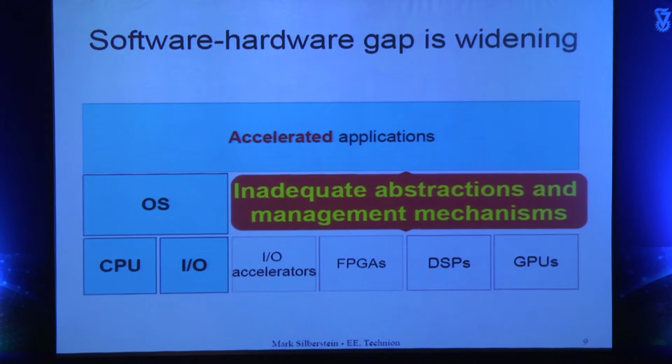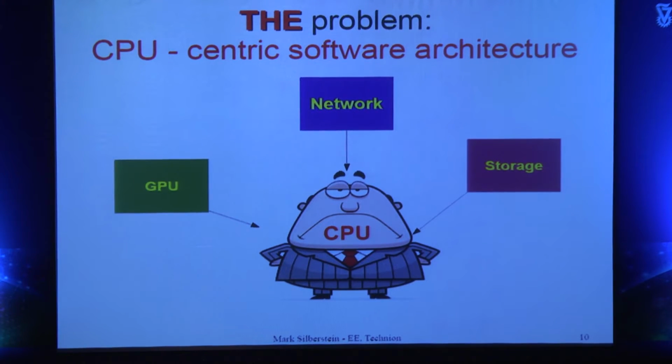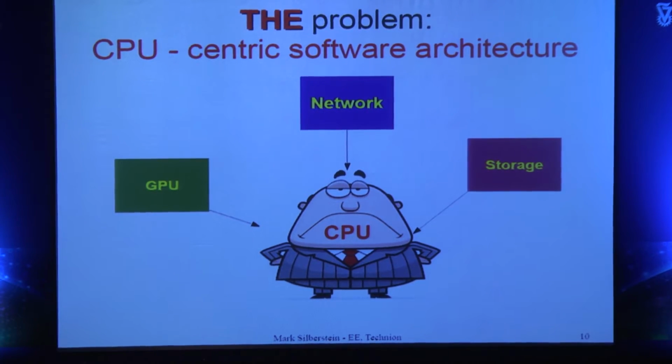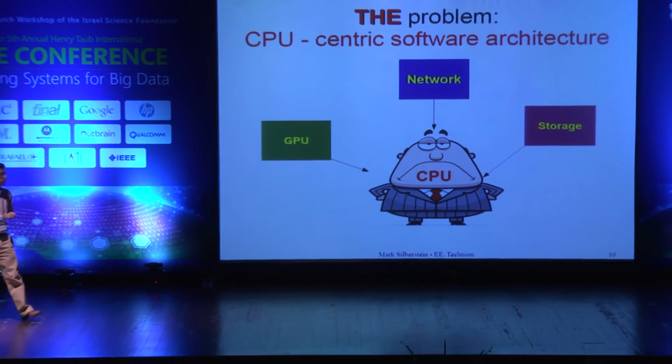So the real question that we should be asking is, we have accelerator-rich hardware systems, and we have completely CPU-centric software. And I believe that's actually the main problem that we have to solve in the operating systems community. We really have to understand that our CPU-centric software architecture is no longer viable, or at least needs to be expanded to something that is more suitable for today's hardware.